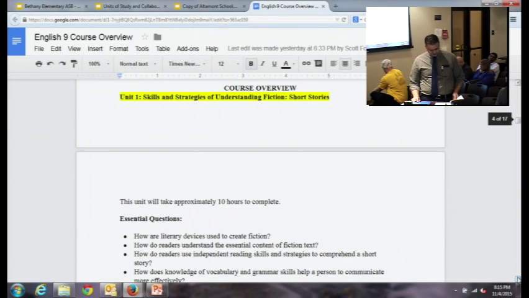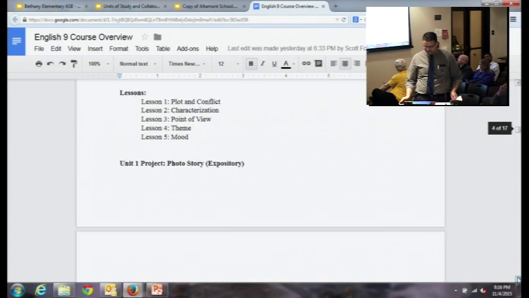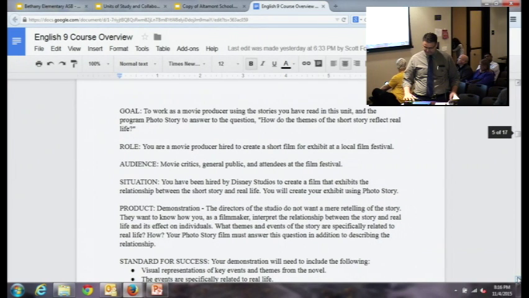Finally, for each unit, you'll see that there is the common assessment, which is a unit project for every unit. And for example, in the first unit, the project is a photo story, where students take on the role of a movie producer and use the stories that they've read in the unit to create a short film to demonstrate their ability to interpret the relationship between stories in real life and its effect on the individual. It also asks students to demonstrate their ability to identify themes and events that are specifically related to real life. The unit project includes the standards that are expected to be met. So that's for every unit, and this is the skeleton.